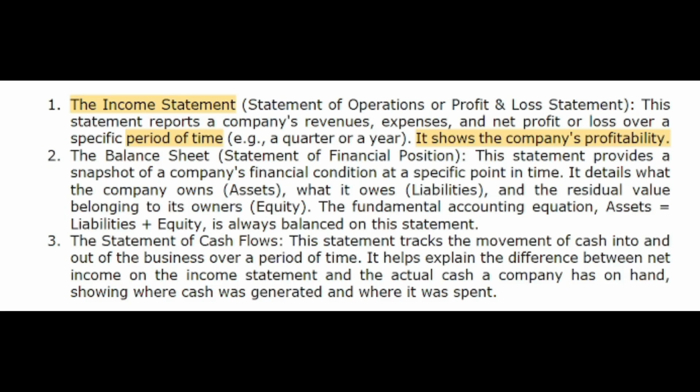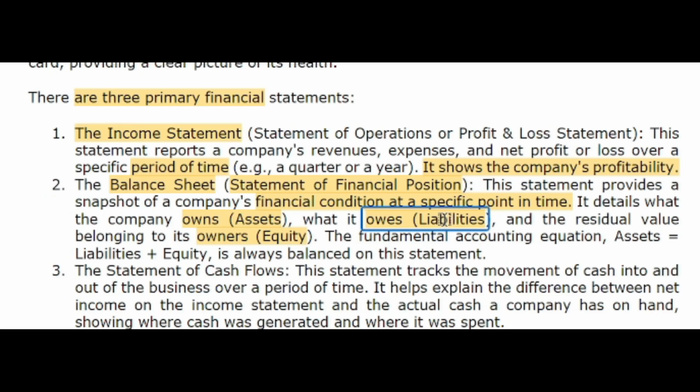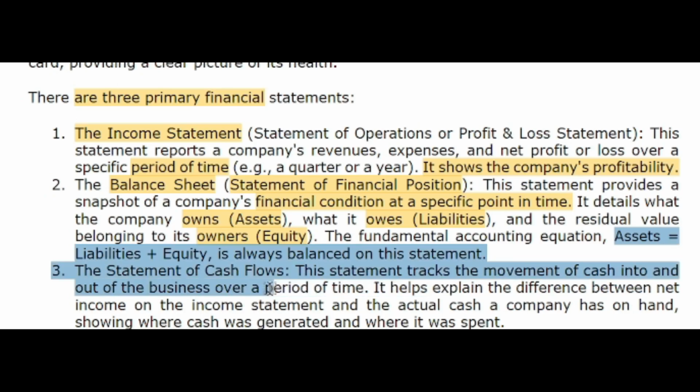When it comes to the balance sheet, also called the statement of financial position, this statement provides a snapshot of the company's financial position or condition at a specific point in time. When we discuss the income statement, it's a period of time, but the balance sheet shows a specific point in time. It details what belongs to the owners, the company's equity, the assets, how much in liabilities the company has, and how much equity. The fundamental accounting equation, which is very familiar to us, is assets equal liabilities plus equity.